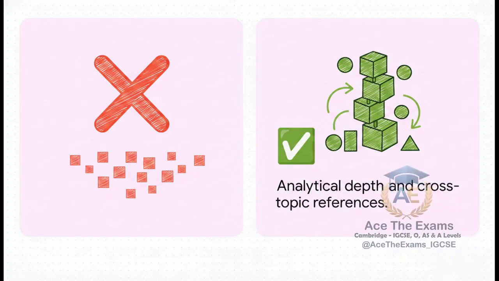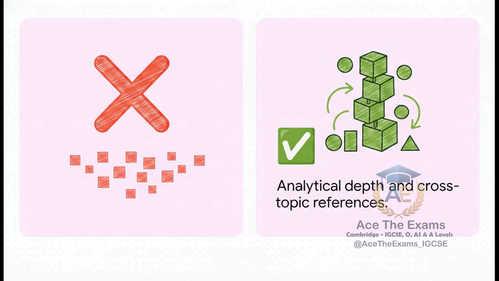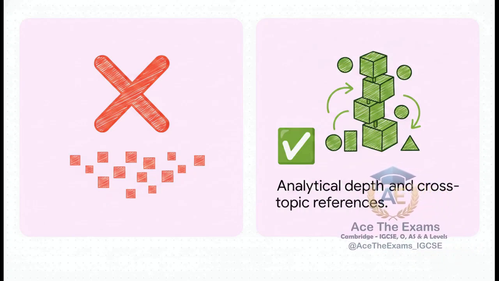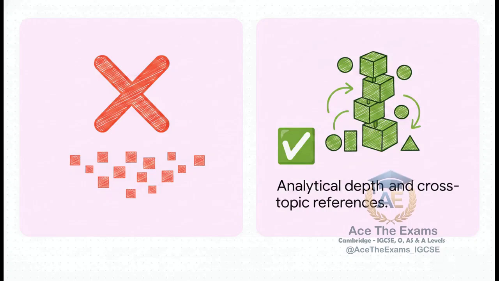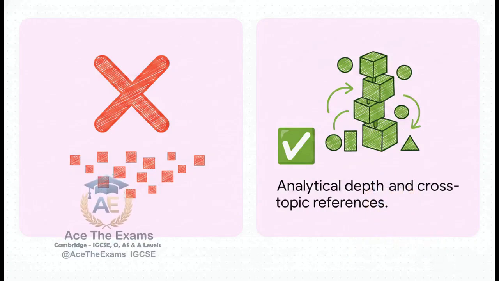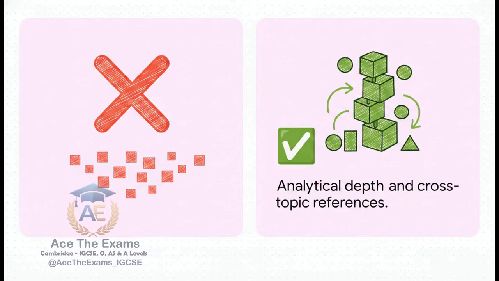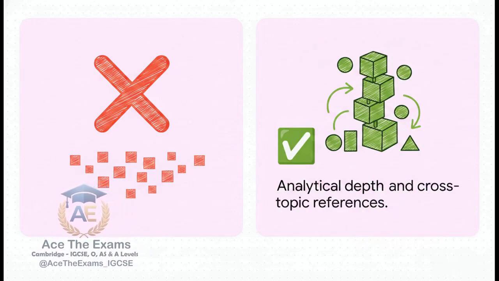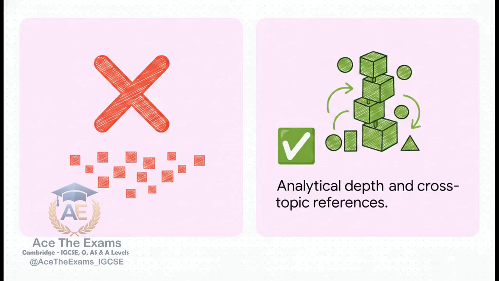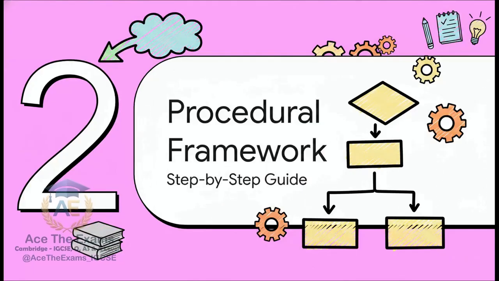Even more importantly, and this is a big one, principal examiner reports highlight that candidates who reference cross-topic connections achieve significantly higher marks. For example, explicitly linking your flowchart logic to how arrays handle data. It shows the examiner you understand the entire system, not just an isolated diagram in a vacuum. You're seeing the big picture. Moving on to Section 2, the procedural framework.